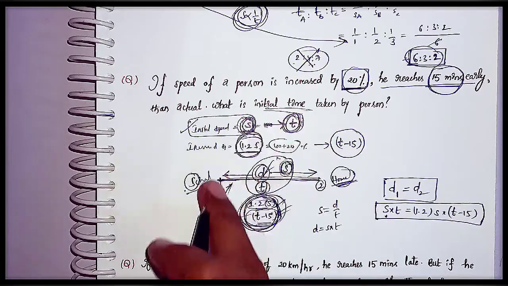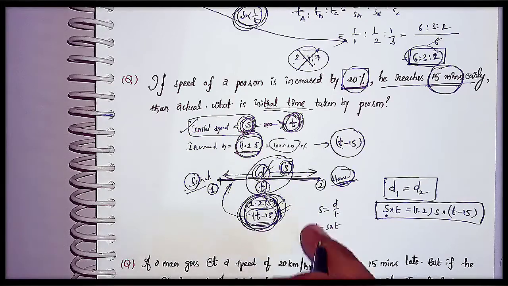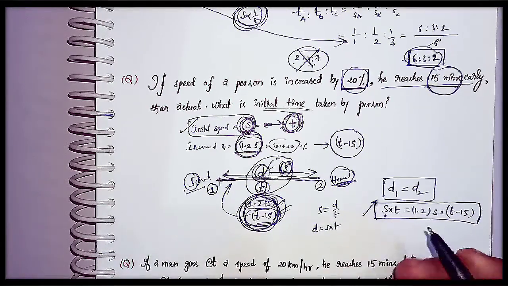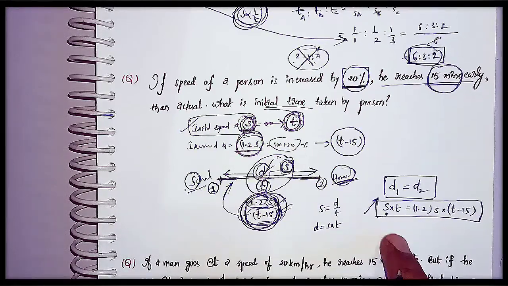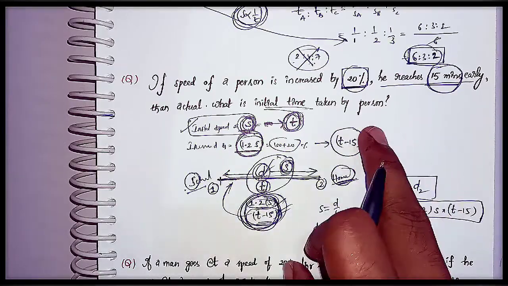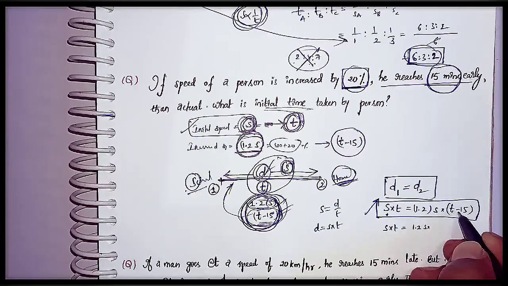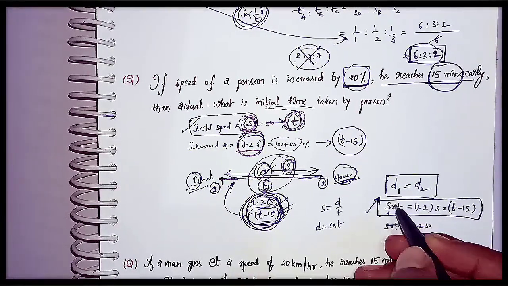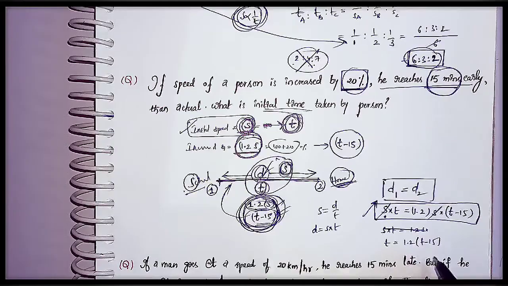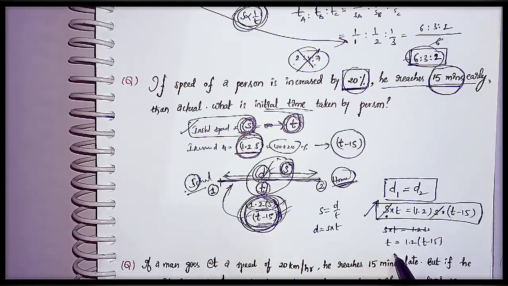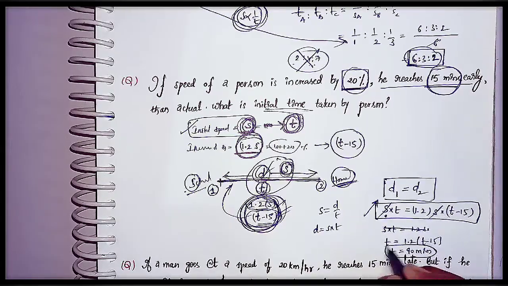here I took more time to explain clearly. If you are clear on this one, you can easily get this equation within 2 or 3 seconds only. Now I will tell this explanation here, and see here: s into t equals 1.2 s into t minus 15. So here we can cancel this s, and t equals 1.2 into t minus 15. Here we have only one parameter, that is t. If we solve these, we will get t, that is 90 minutes. This is the answer.